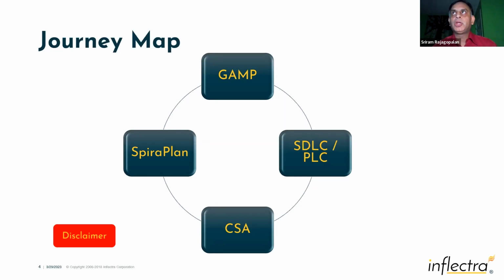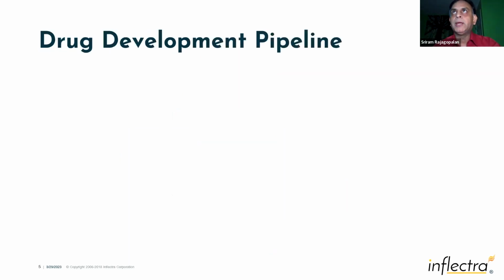So my goal here is going to be using some information to talk about GAMP, what it is, why it is, and stuff like that, and also connect with SDLC and PLC processes I mentioned, and then CSA, computer system assurance, and move into SpiraPlan over here.